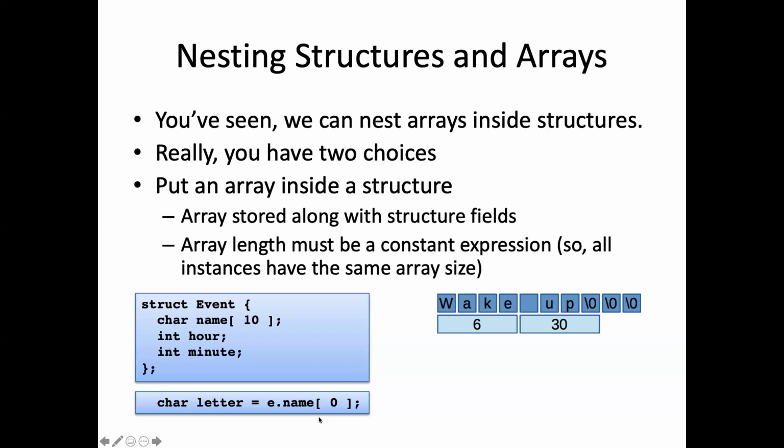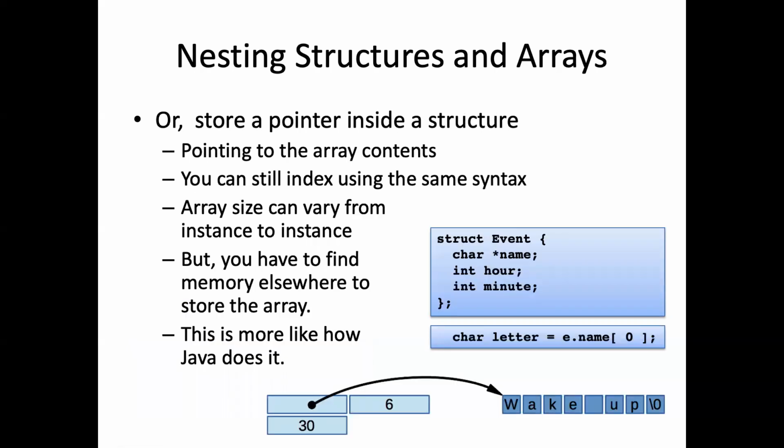What if you wanted to do this more Java-like? What if you wanted name to be more like a reference to an array? You wanted something like the picture I'm showing here. Well, the way to do that in C is with a pointer. There's nothing to keep you from making event, and name could just be a pointer to a char.